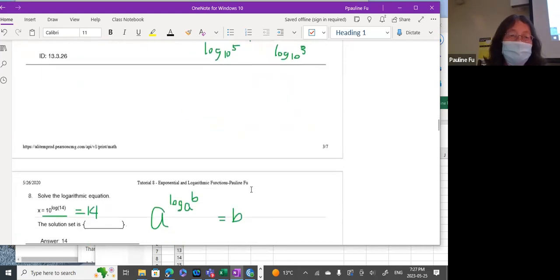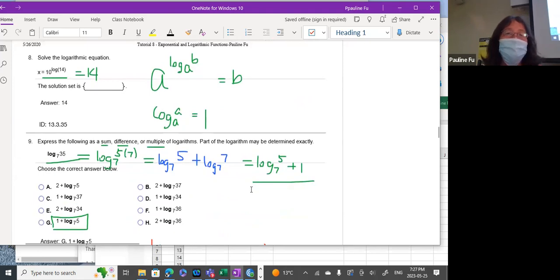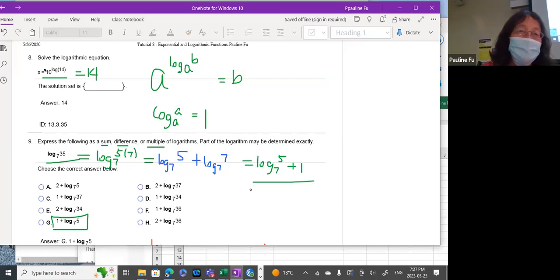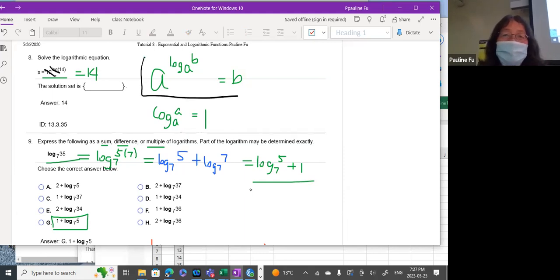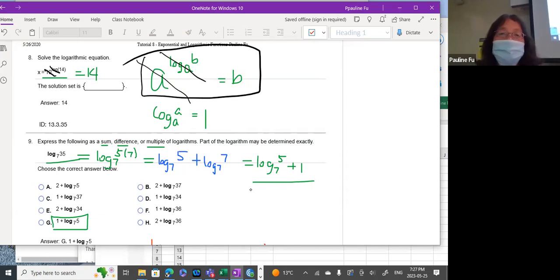Okay, next. Question 8, solve the logarithmic equation. So x equal to 10, then log 14. Remember, exponential function and logarithm function are inverse. So it is just 14 that is left. See this property here? Yeah. So exponential and log cancel.